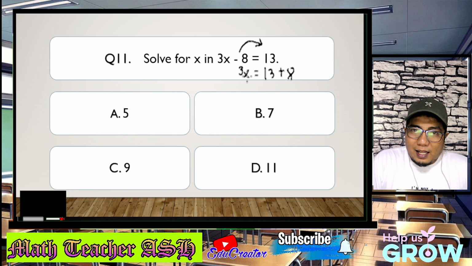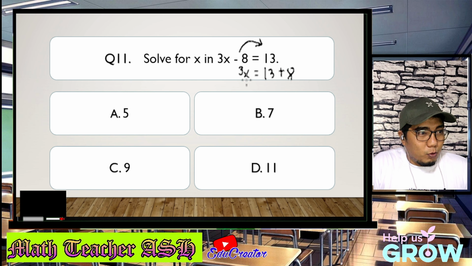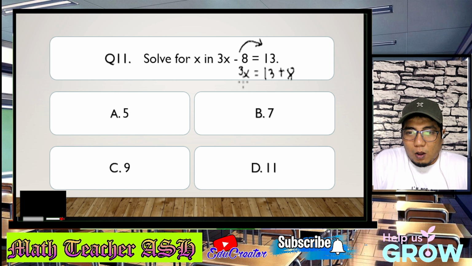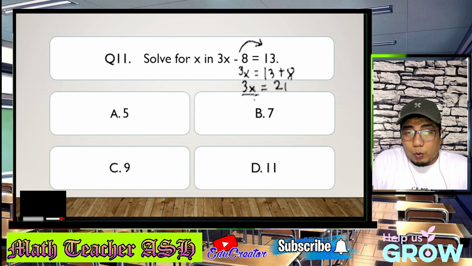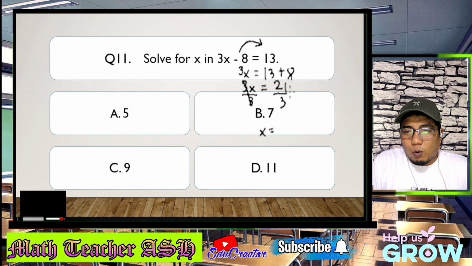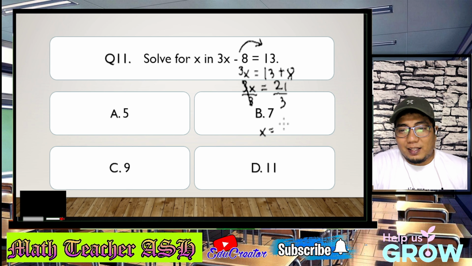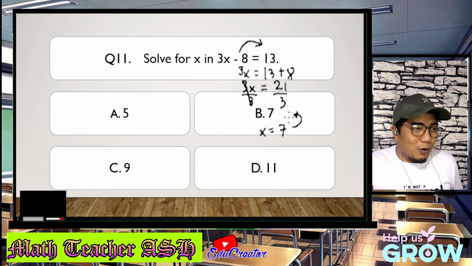Now, this is not yet finished because our x here has a 3 beside it, and we need to divide by 3. So we first simplify. 13 plus 8 is 21. And then we divide both sides by 3 because we need to eliminate, to cancel, this one. So we have x is equal to 21 divided by 3. The answer is 7. So therefore, letter B is our correct answer.